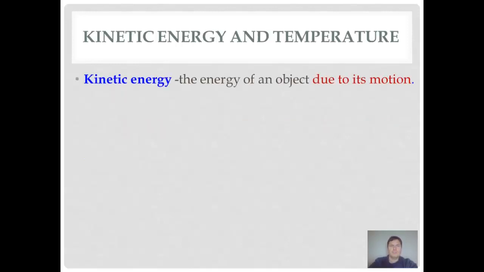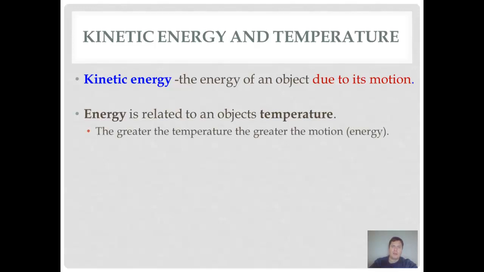And this energy that we're talking about is kinetic energy, as we talked about earlier in one of these podcasts. We said kinetic energy is the energy an object has due to its motion, as opposed to potential energy, which is due to its position. So energy is related to an object's temperature. The higher the temperature, the more energy it's going to have. So the greater the temperature, the greater the motion.